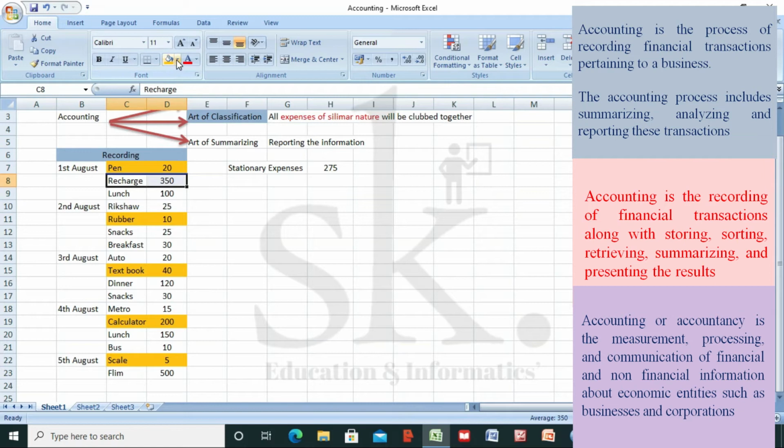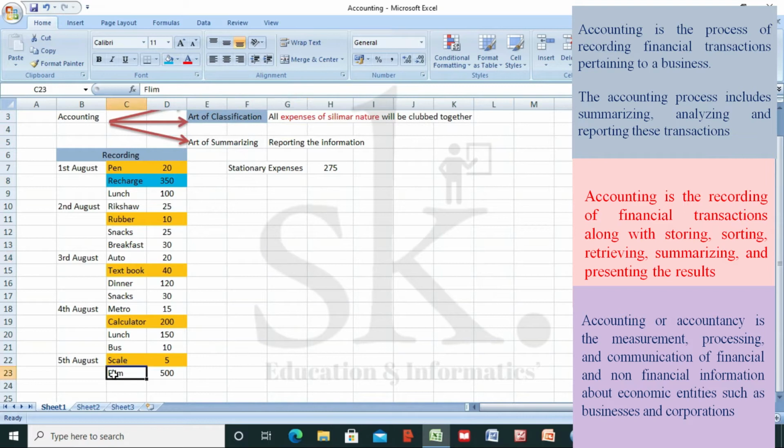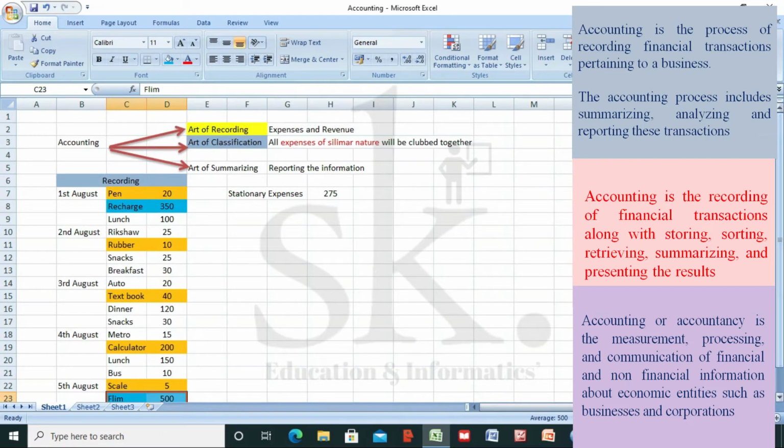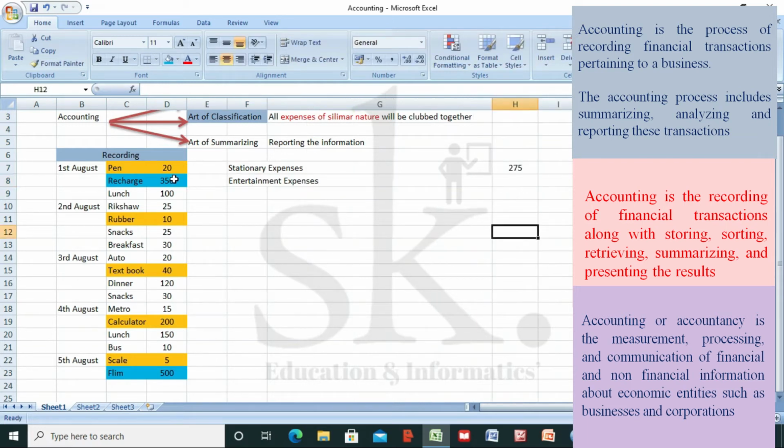Now if I take the other parts, say the recharge expense, for which you have recharged for 350 rupees, as well as the film here, these two expenses are, as I said classification means all expenses of similar nature will be clubbed together. So recharge expense 350, and I have gone to see a film in Inox which is 500 rupees. Can I name it entertainment expenditure or entertainment expenses? Now entertainment expenses here are 350 rupees and 500 rupees. So the total expenses is 850 rupees if I add up.